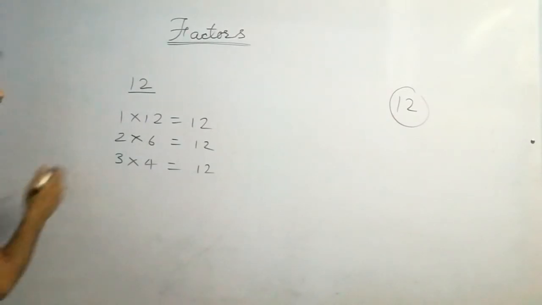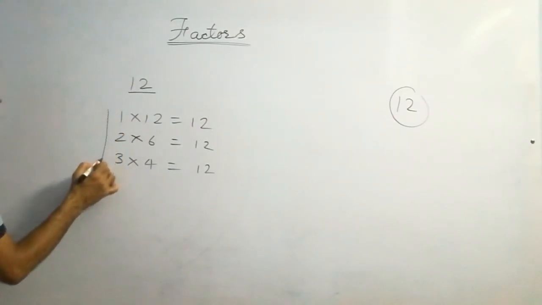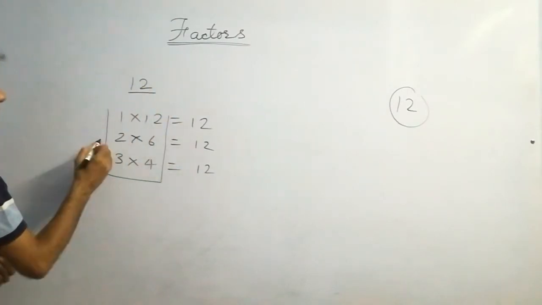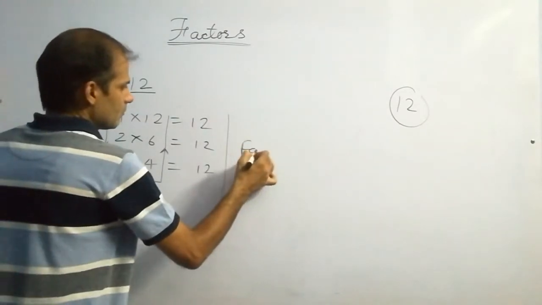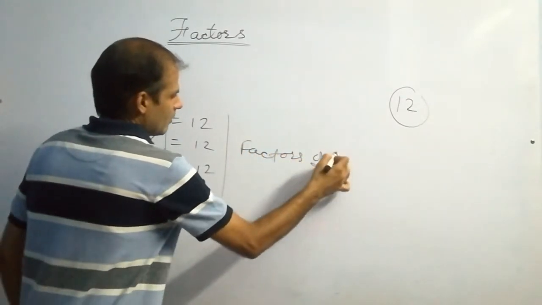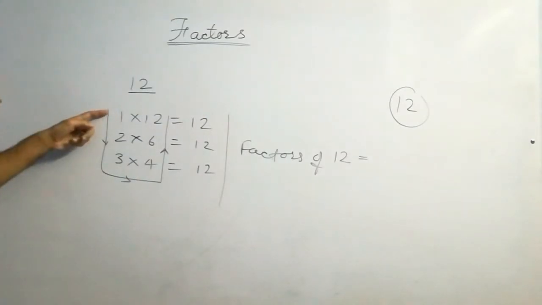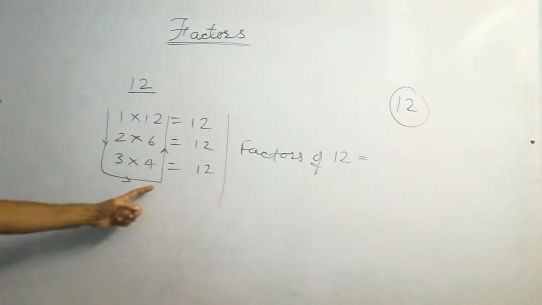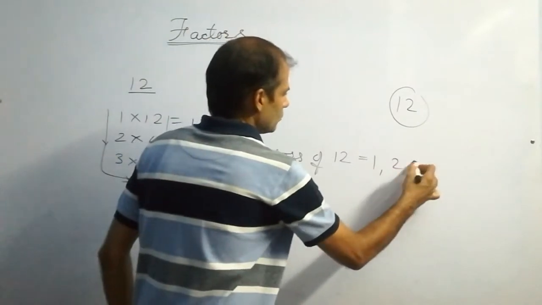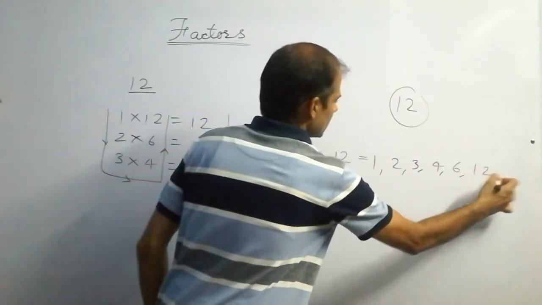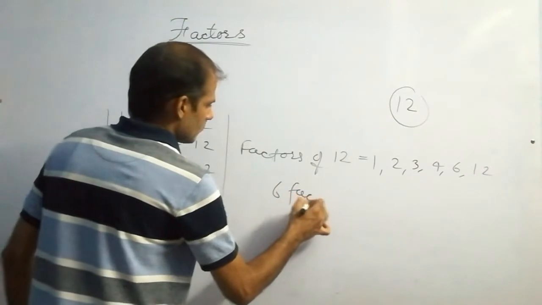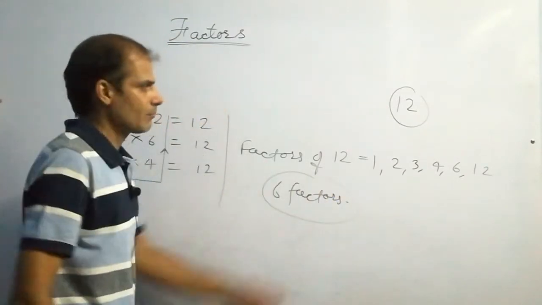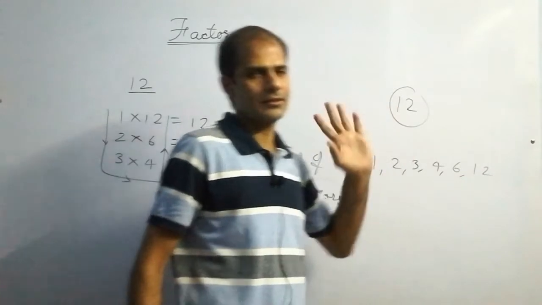Okay, and we will write the numbers in this way: 1 2 3 and 4 6 12. Okay, in this direction we will write the numbers. So the answer is factors of 12: 1, 2, 3, 4, 6, 12. It means how many factors of 12 are there? Total 6 factors. 1 2 3 4 5 6.